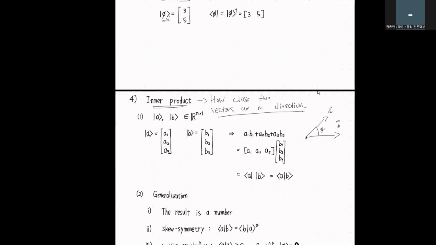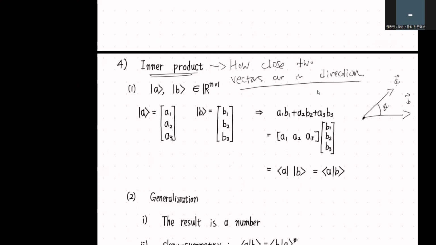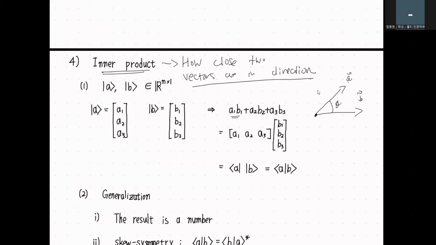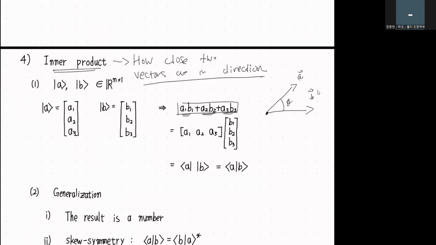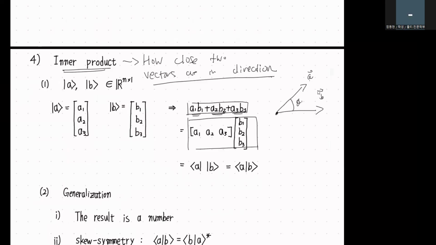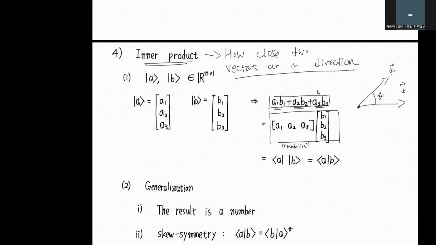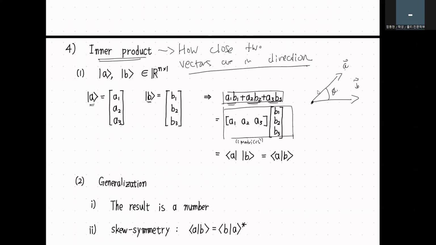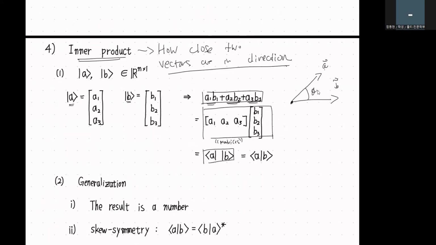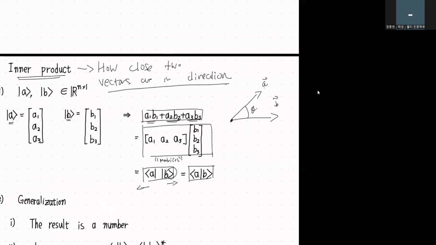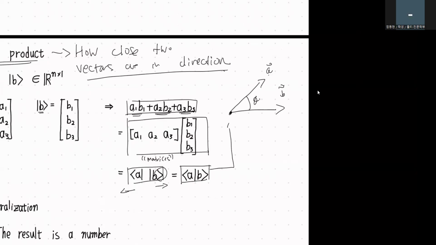Let's say A and B are each represented as A1, A2, A3 and B1, B2, B3. The formal definition of the inner product is to multiply each of these elements and add them together, which looks very familiar, doesn't it? It's basically the matrix product we saw earlier for these two matrices. And in bracket notation, since this is a row vector, we'll point to the left, and since this is a column vector, we'll point to the right. We represent the inner product between these two vectors as this. And this is linked to how close these two vectors are in direction.